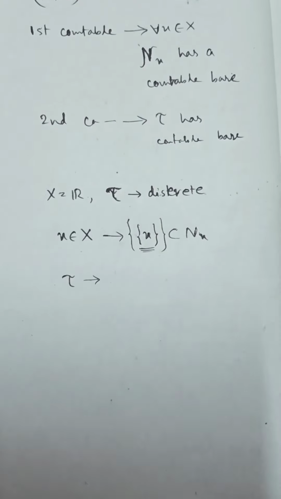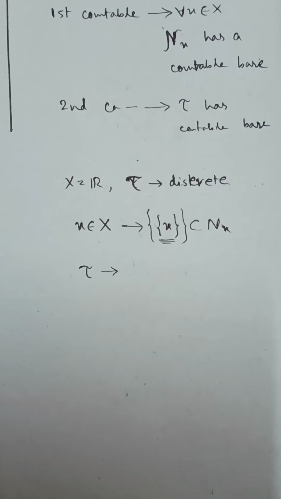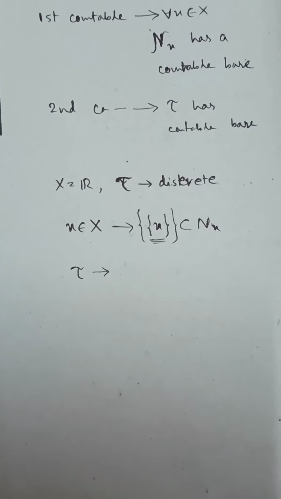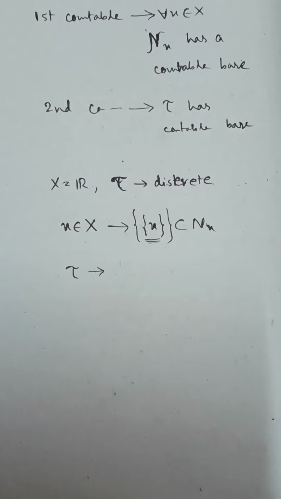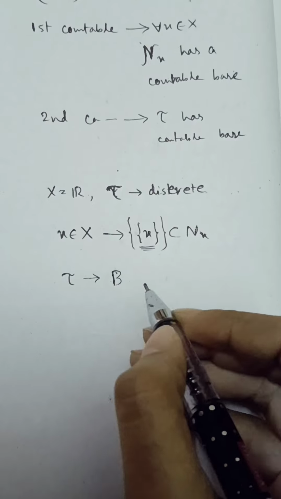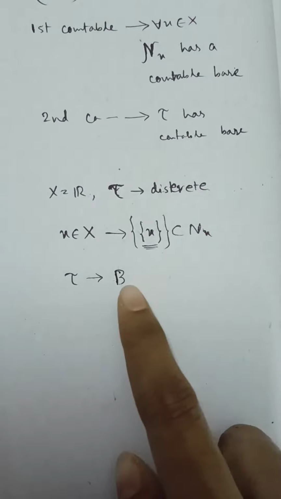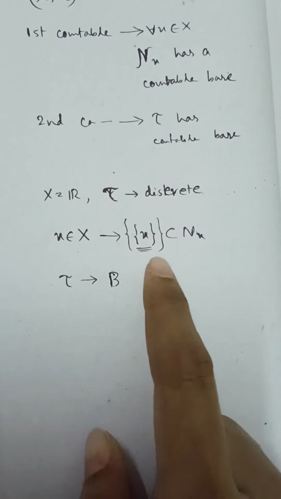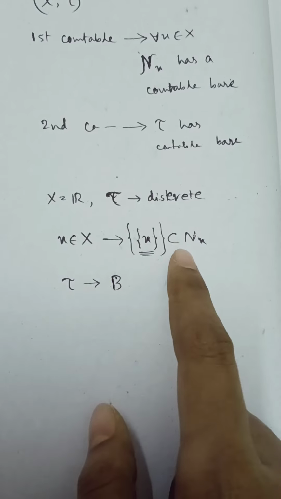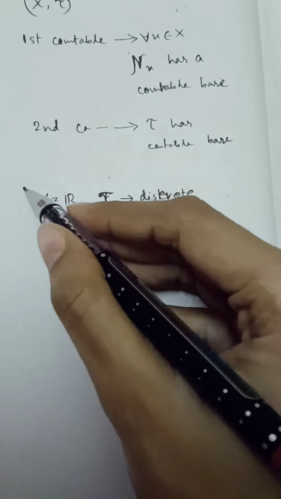Since R has uncountably many subsets, there will be uncountably many elements in the base for this topology. So that is why tau has no countable base, but for each x, the neighborhood system has a countable base. So this is an important example as well.